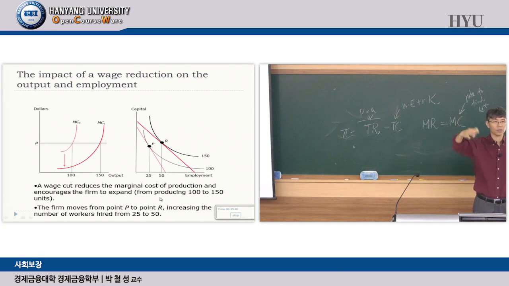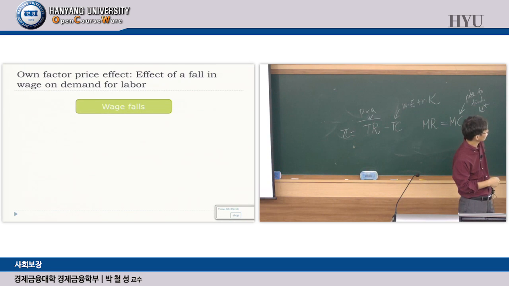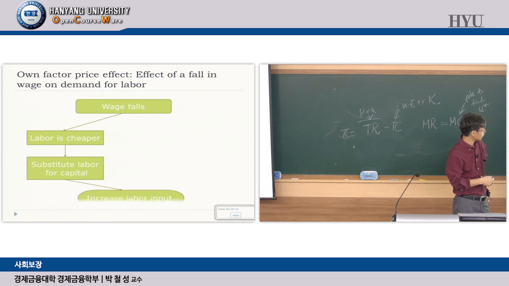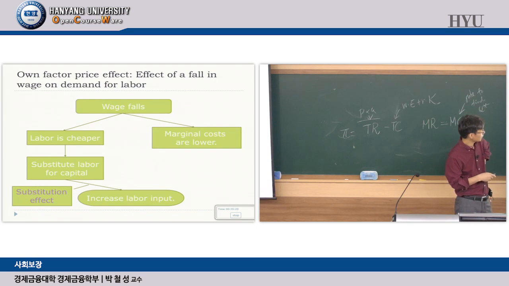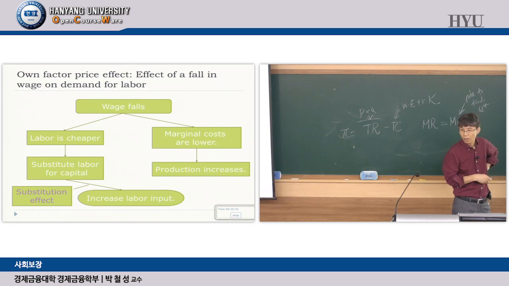One is that they produce more, and second is that they will change the combination from capital to labor. This is what I said: wage falls and labor is cheaper, so substitute labor for capital. So even if they don't change the output, this will happen. And the second thing is that marginal costs are lower, so they produce more. So even if capital and labor cost doesn't change, simply because they produce more, they should use more labor. So that also increases the labor input.